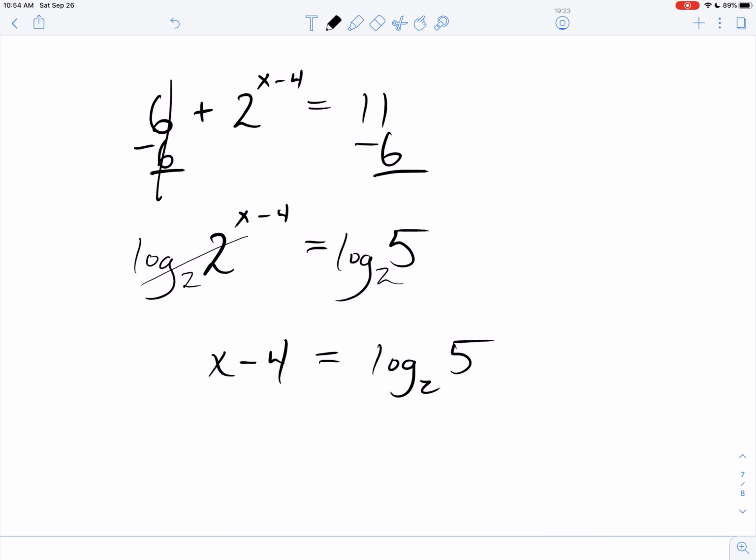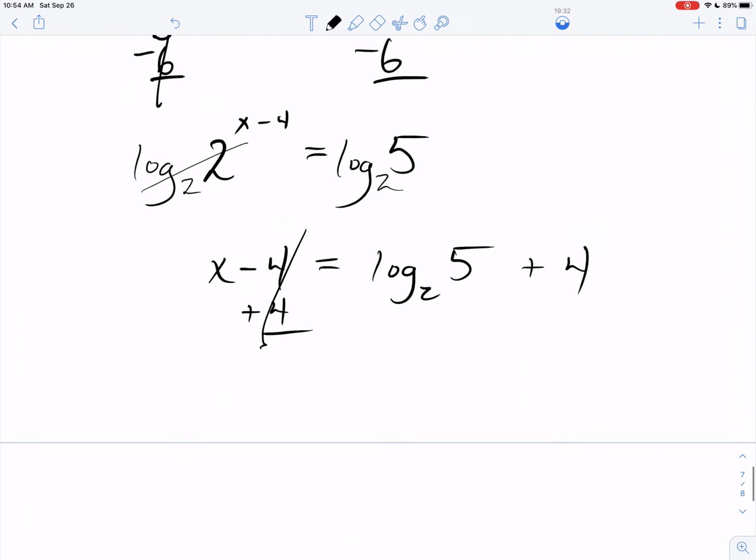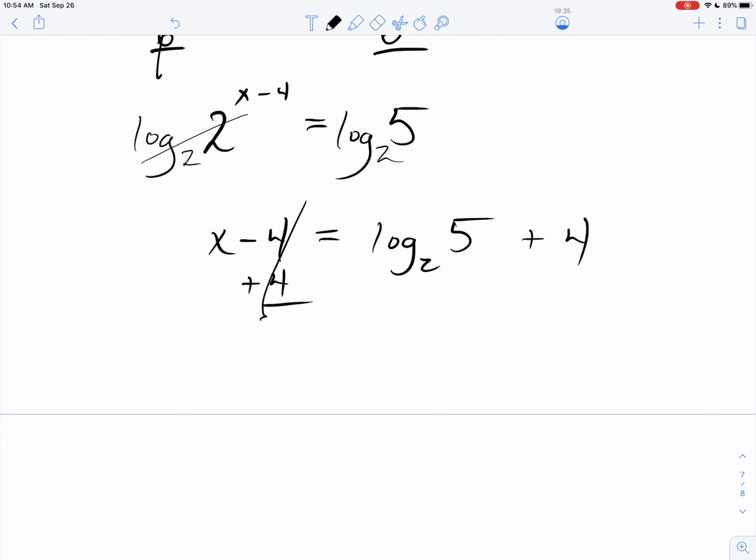But that's not my final answer. Remember, I'm trying to get x by itself, so I'd add 4 to this answer. Now, the beauty of it is your calculator knows order of operations, so if you punch it in on your calculator correctly and you say, I want to take the log of 5, but I want to trick my calculator into thinking it is base 2, then I add the number 4 to that, it will give you the right answer. But what is crucial is you got to make sure that you are very mindful of closing your parentheses.